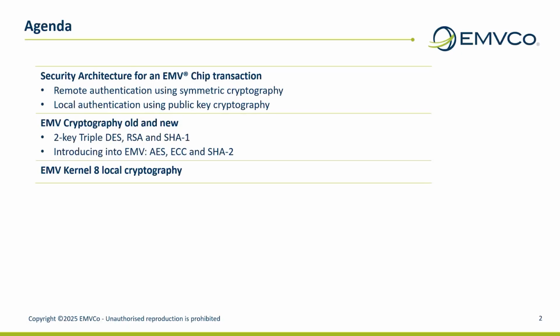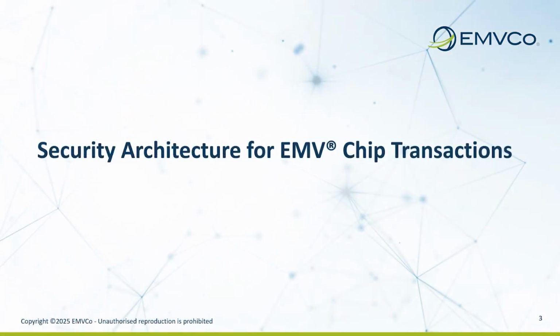I'll then get into some specifics of which algorithms are used for authentication. I'll divide these into old, by which I mean the ones used since the beginning of EMV 20 plus years ago, and new, by which I mean the ones introduced more recently. I'll conclude with a deeper dive into how cryptography is used in the new EMV contactless terminal application known as Kernel 8. I'll begin by describing at a relatively high level the security architecture for EMV chip transactions.